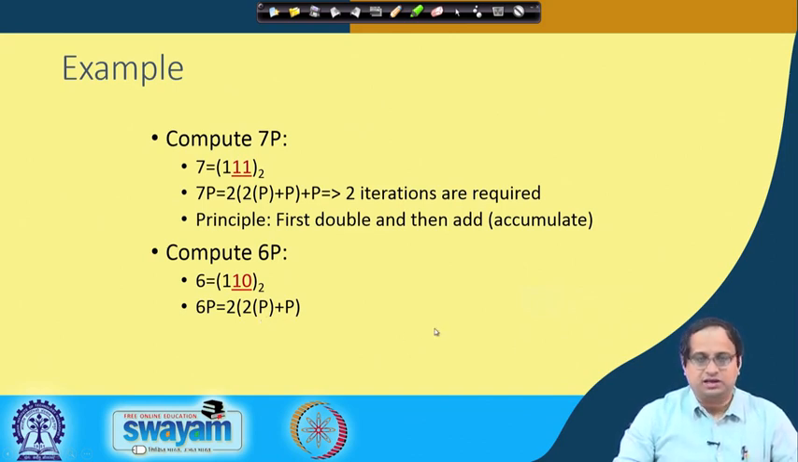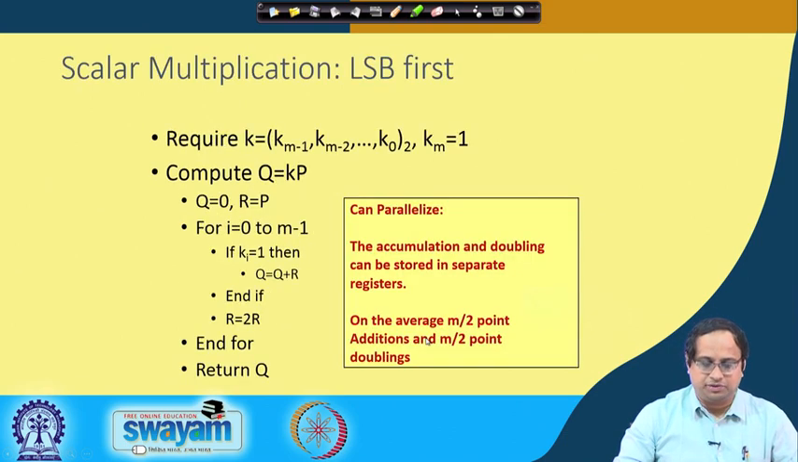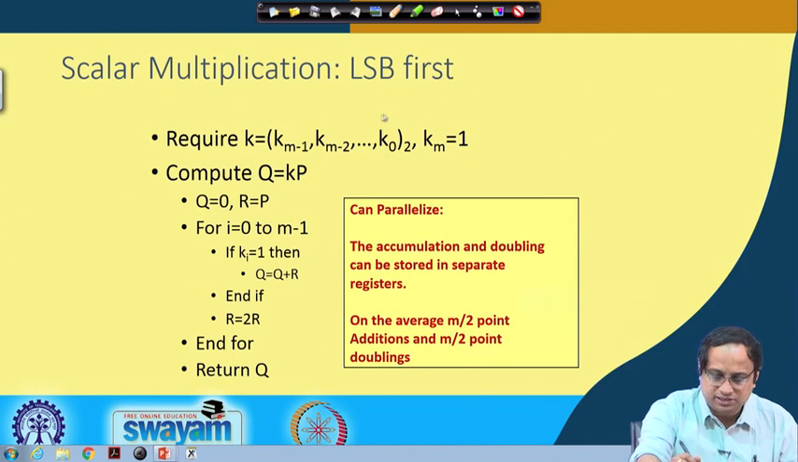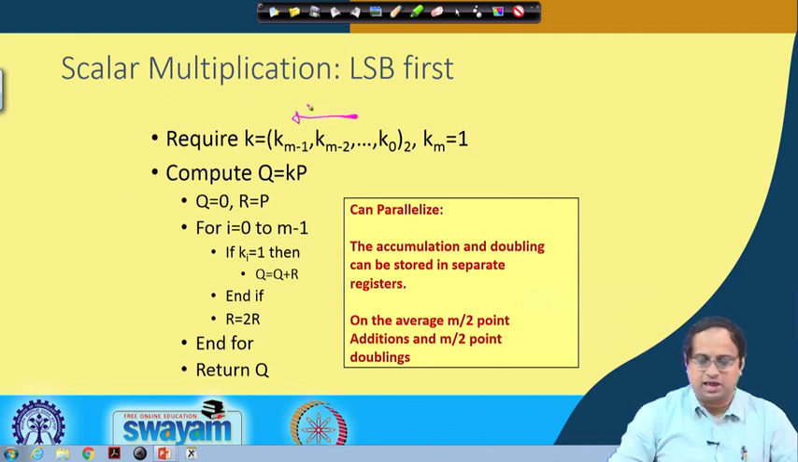This is very simple, you can do it pretty easily, but there are some variations of this also, which we will very soon see. For example, you can also do it from the right. This is called right to left scalar multiplication. If I start processing from the right, that means I am starting to process from the LSB in that case.